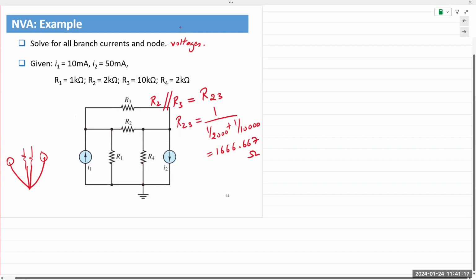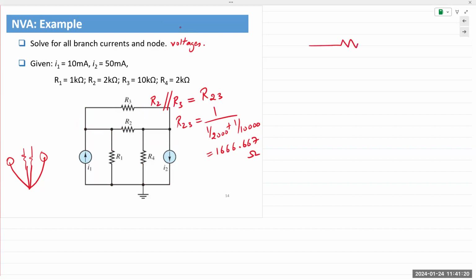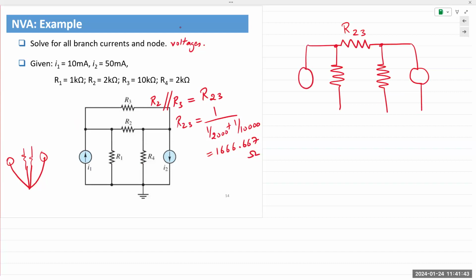And I can combine R2 and R3 together. So I'm going to redraw the circuit like this. This is R23. I have a resistor going here, another resistor going here, I have a current source I2, current source I1, and the bottom node. Mark the top left node as A, top right node as B, and the entire bottom node as C. Current I1 is going up top, current I2 is coming down.